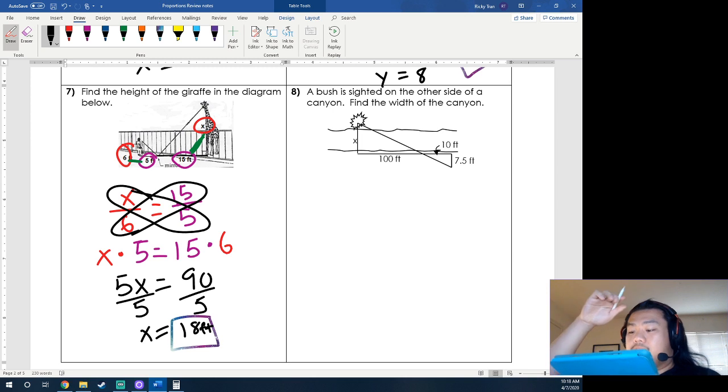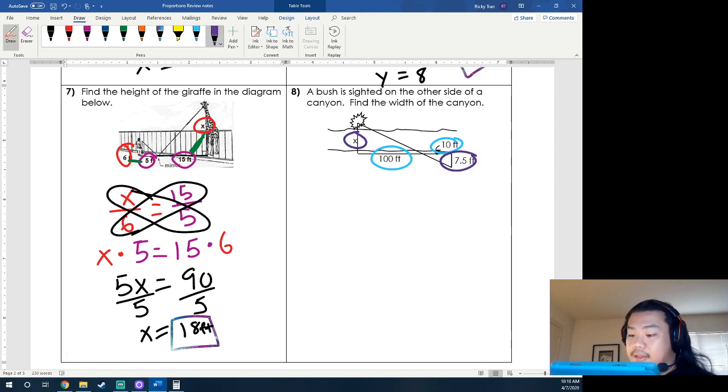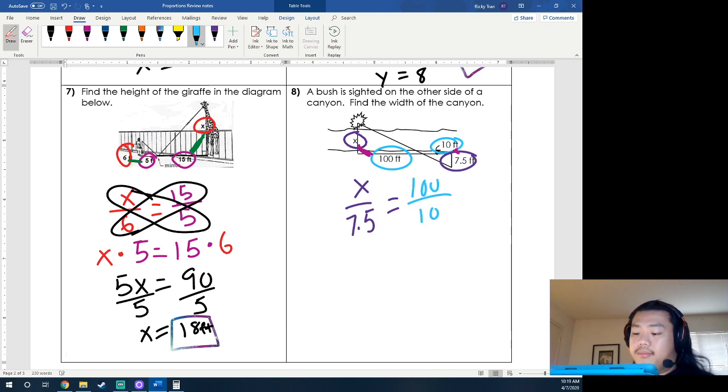Again, same for number 8. Make sure you are matching correctly. So we have 10 matches with 100, and then we have 7.5 matching with X. So set it up. Again, there is a relationship between X and 100, and then 10 and 7.5. So let's start with X over 7.5 is equal to, X is with 100, so 100 is going to go on top, and 10 is going to go at the bottom. From here, we're just going to cross multiply.